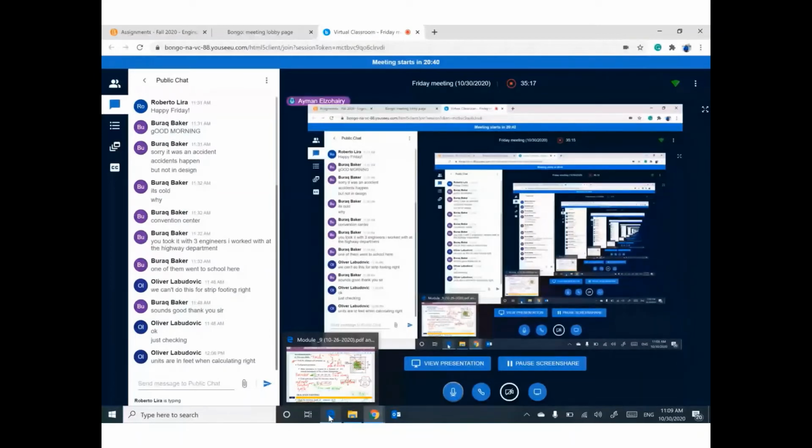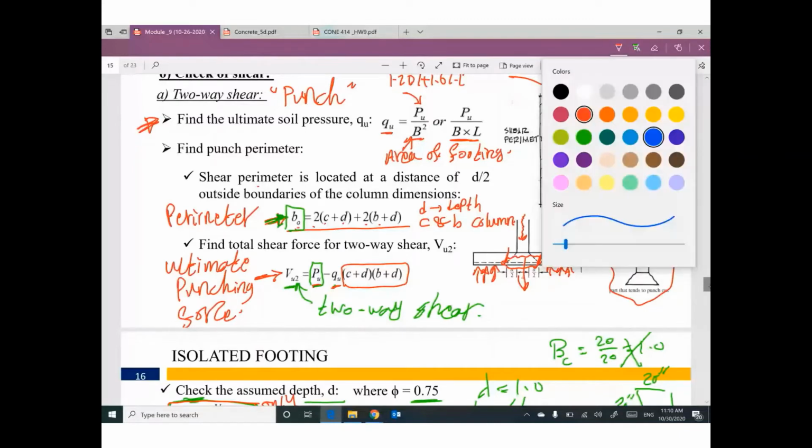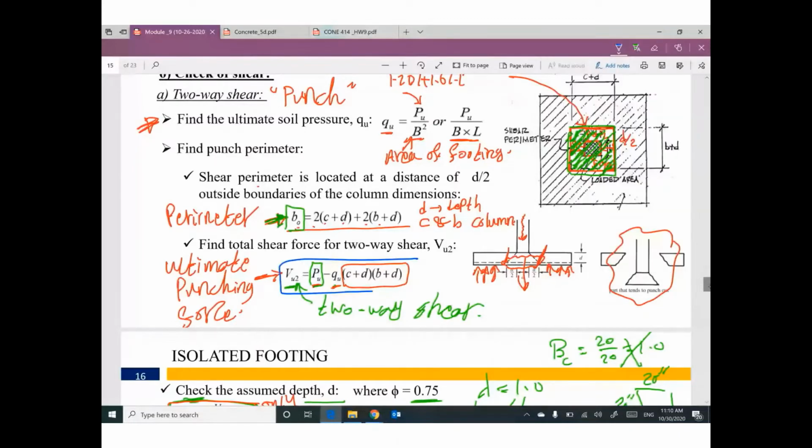It's a very good question. When you are calculating this value for V ultimate, make sure everything is in feet for the dimensions. C plus d must be in feet. B plus d must be in feet. Everything in this expression must be in feet.